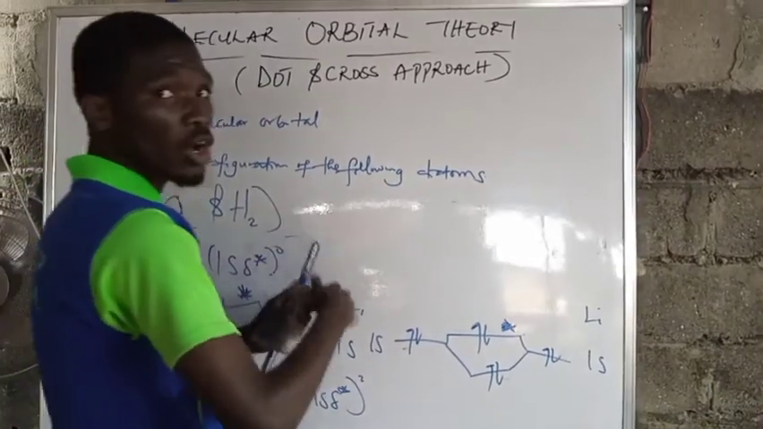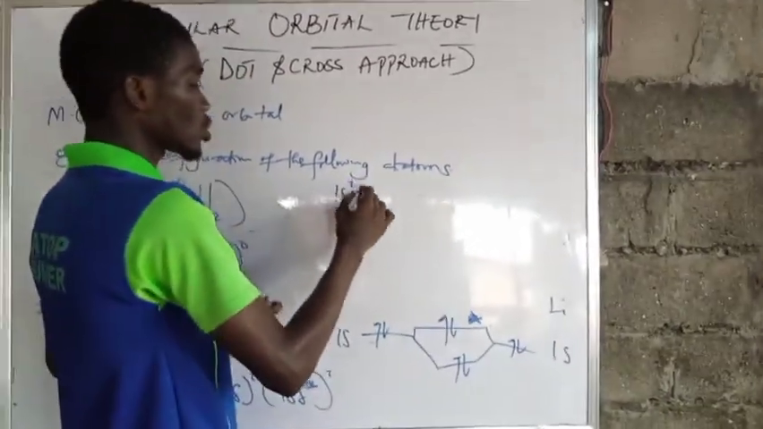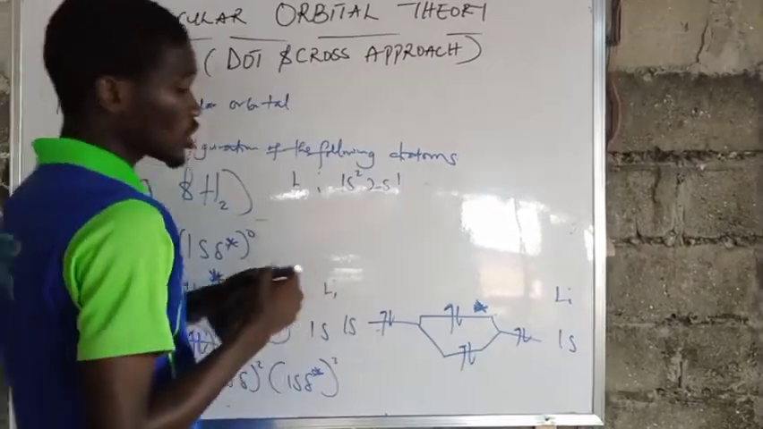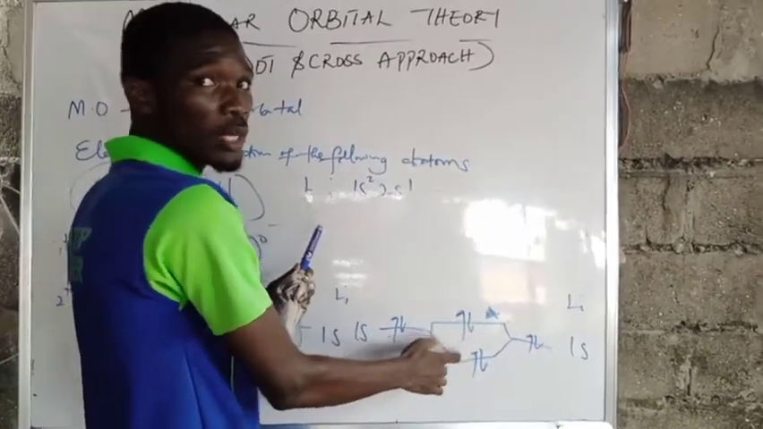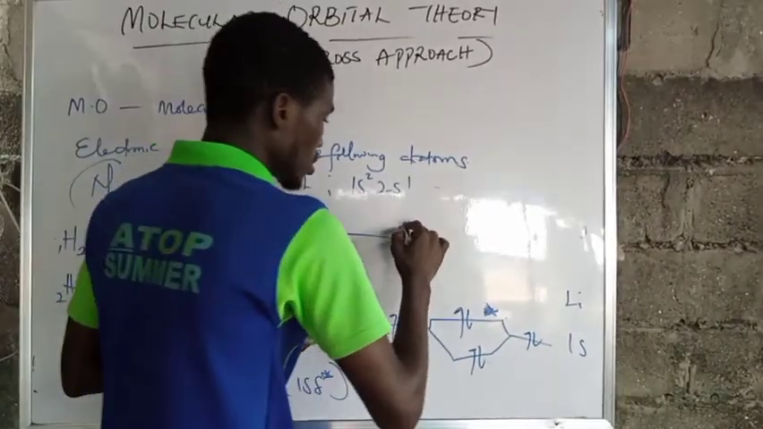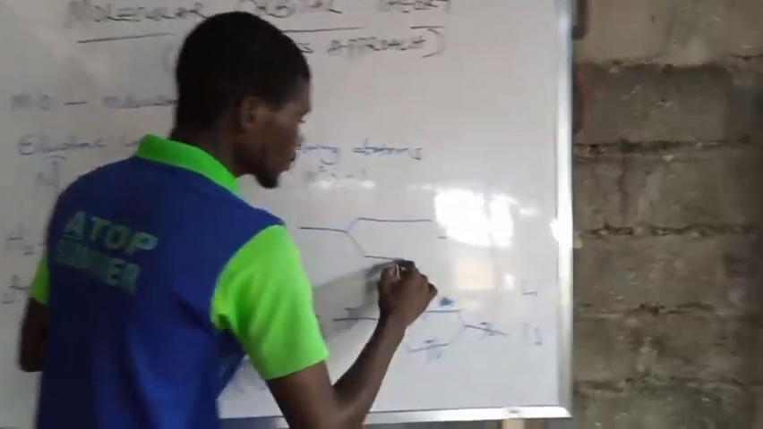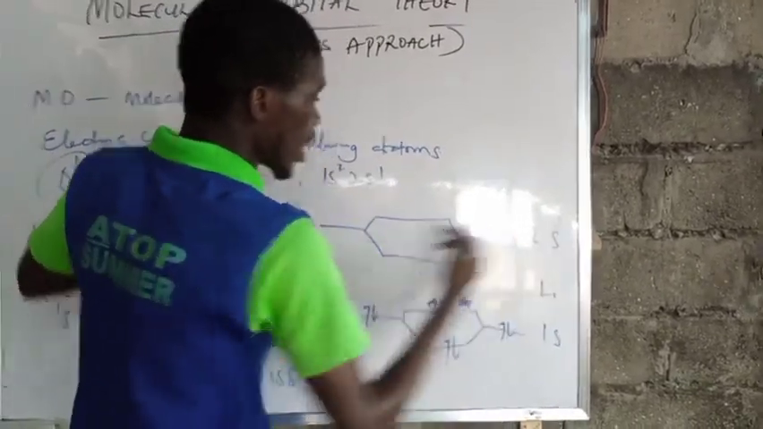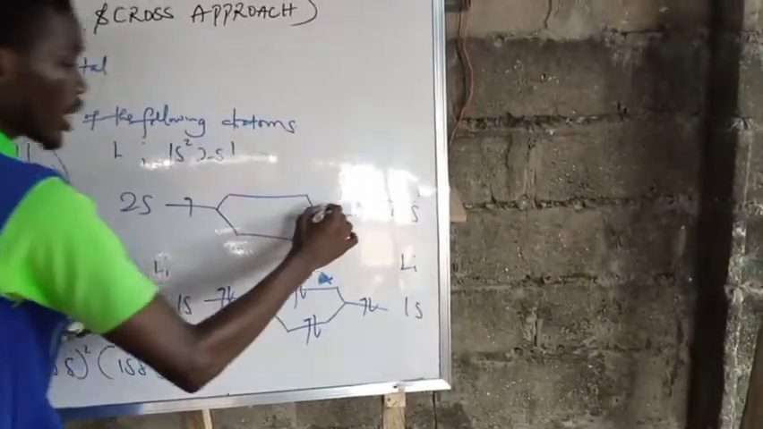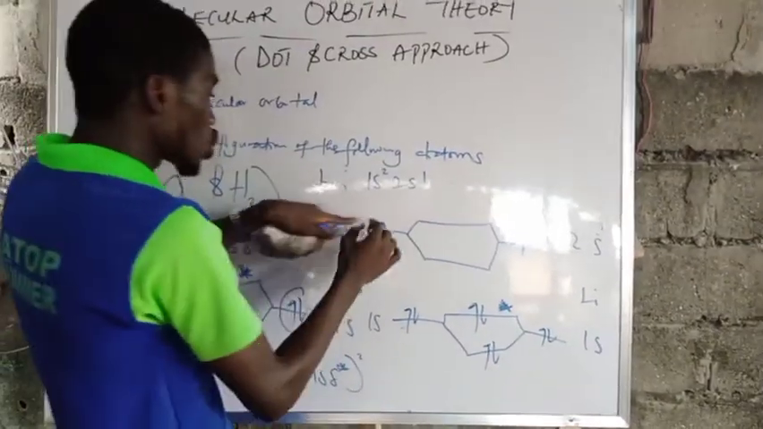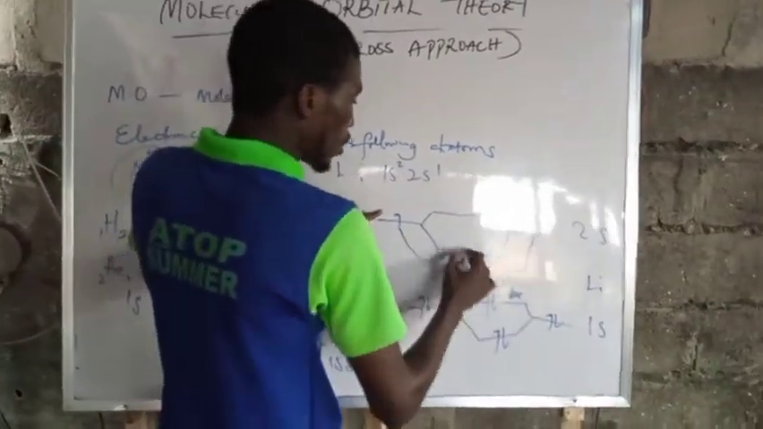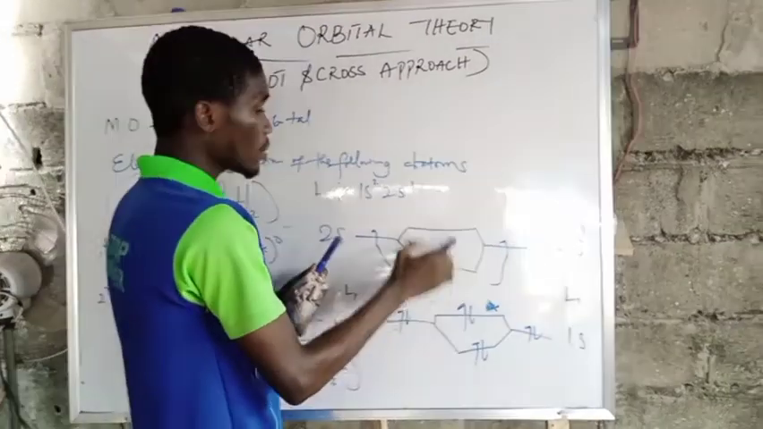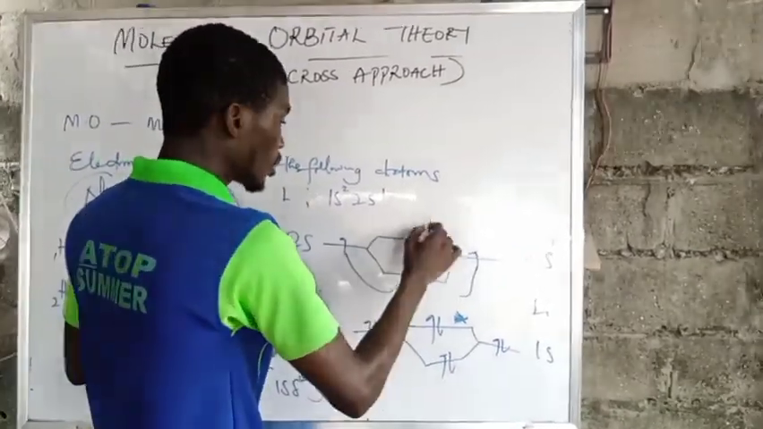And the last one for lithium, 1s2, 2s1. So this one is 2s. You have to draw another molecular orbital, which is this. What did I have here? 2s, 2s. 1 electron here, 1 electron here. So one of these will move here, the other one will also move here. This particular place must be filled up before the antibonding orbital.